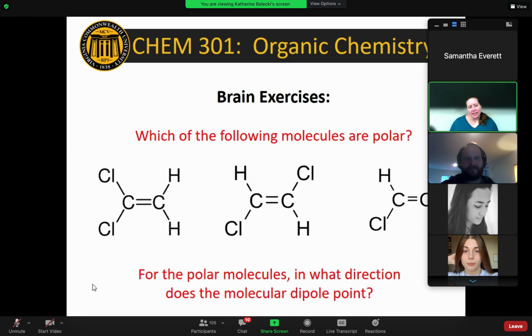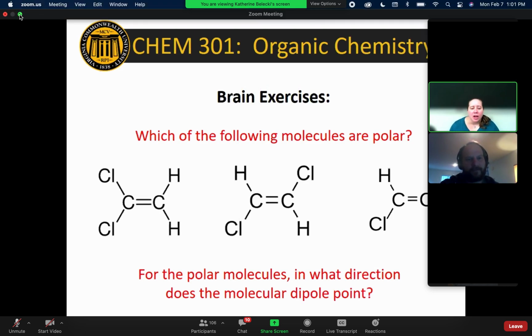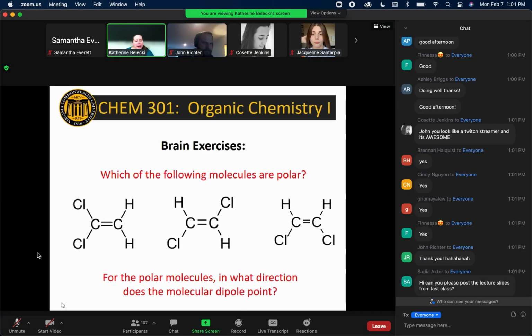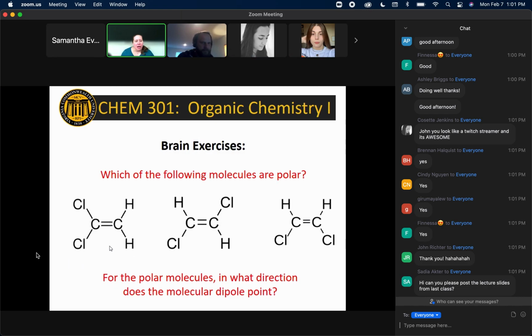So we're going to start off today stretching out our brains as usual. Kind of picking up on where we left off on Friday, where we had just talked about molecular polarity, so the overall dipoles of molecules as opposed to bonds. Well, we talked about bonds too, but take a look at these three molecules and think about it for yourself. Which of the following molecules are polar?